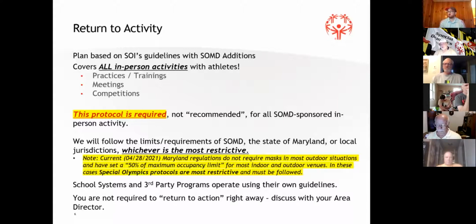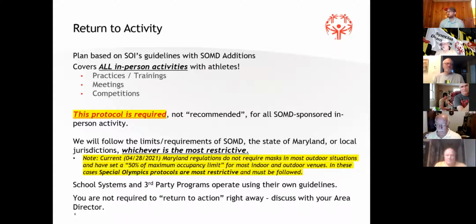You'll see the standards that Special Olympics has put forward. They may be different from what they are for the state of Maryland, and as is noted there, the state of Maryland just made a change yesterday. You also have to look at your local jurisdictions, as well as any requirements from the facility that you're utilizing. In any of those cases, you need to follow whichever protocol is the most restrictive.